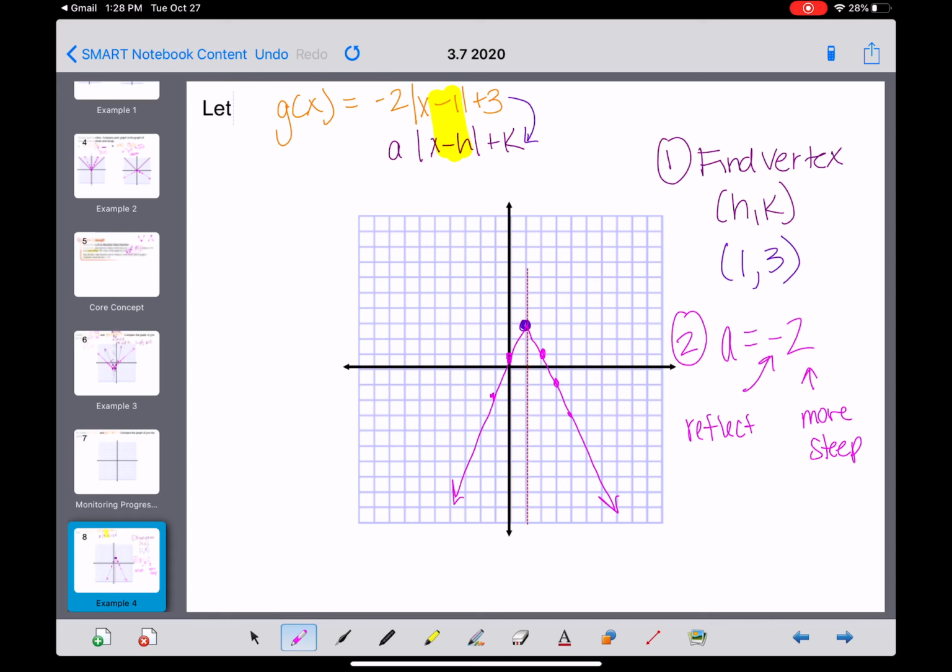And that is how I graph negative 2 times the absolute value of x minus 1 plus 3. And you can even do a quick check. Plus 3 means it's going to be a vertical shift up, which it is. Minus 1, we are shifting to the right, which it is. The negative is a reflection upside down, good. And the 2 means it's going to be skinnier. The steepness is going to change.